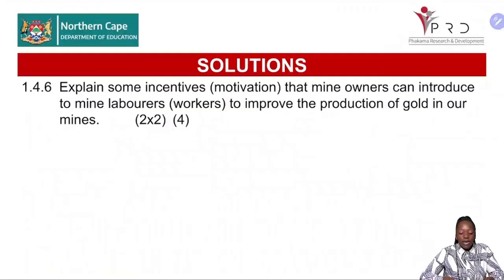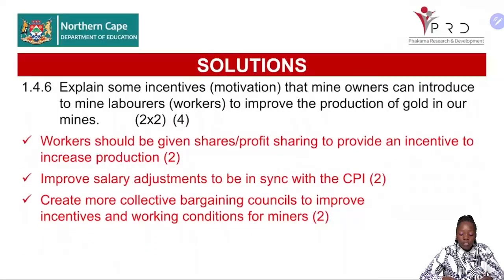Then we're looking at our question 1.4.6. Explain some incentives, which is a motivation, that mine owners can introduce to mine laborers, which is the workers, to improve the production of gold in the mines. Number one, the workers should be given a share of the profits. So if they know that they are owning shares, they will even work harder, because they know that it will benefit them at the end, because they are also part of this company.